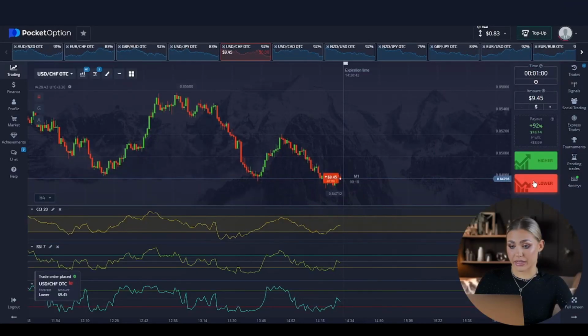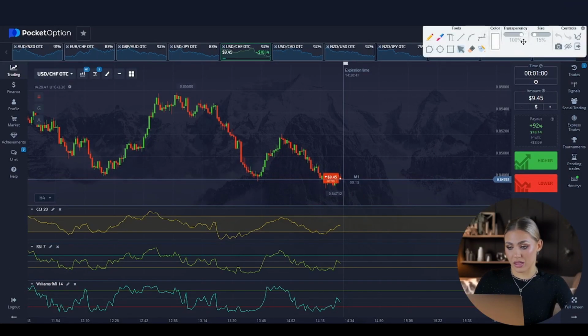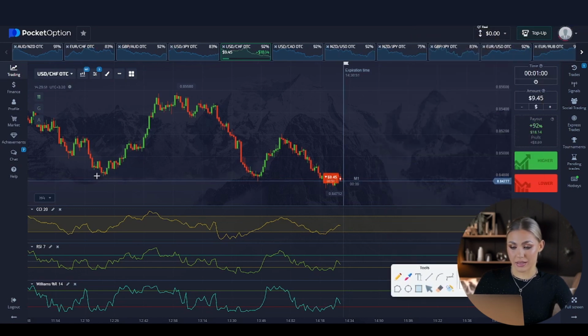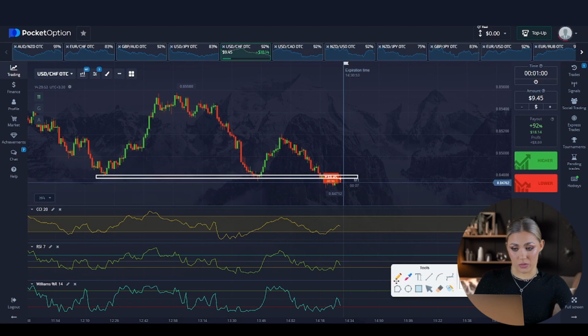So next up, I'm opening a put option on the USD/CHF currency pair. Currently, the price dipped, rebounded to a resistance level, and is poised to continue its downward trend.